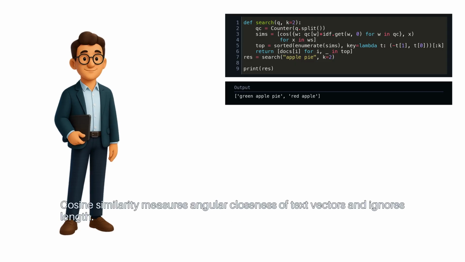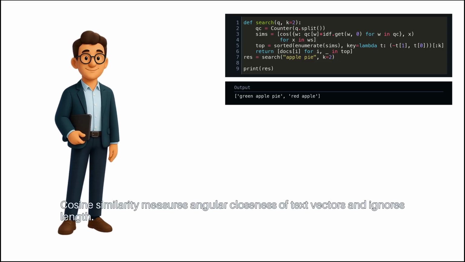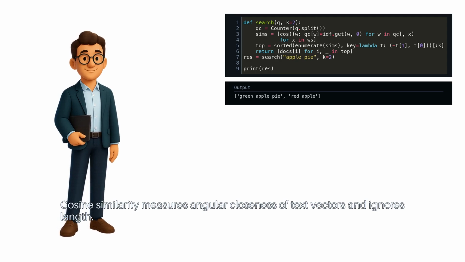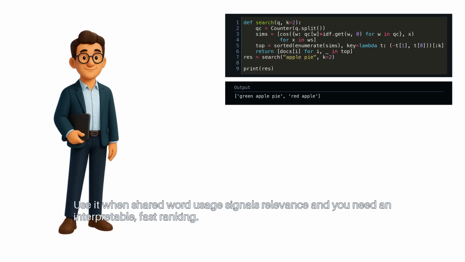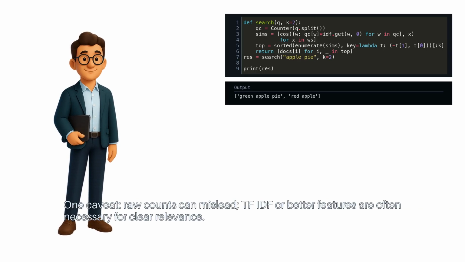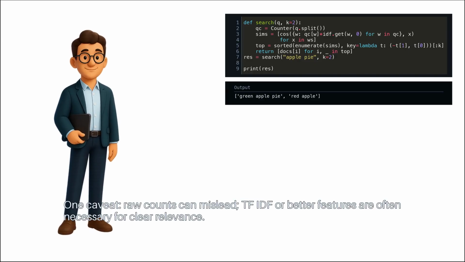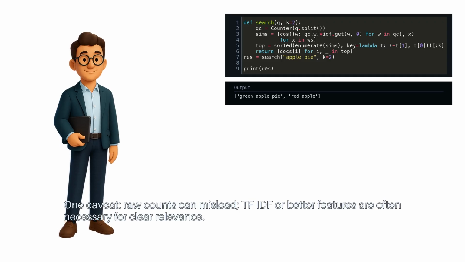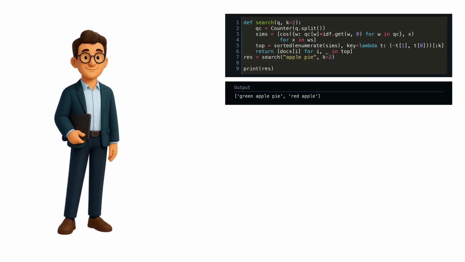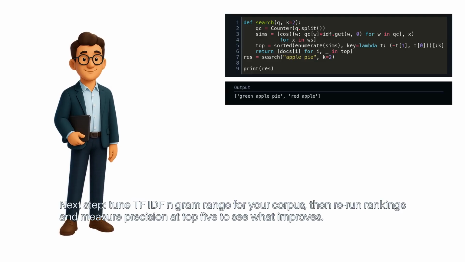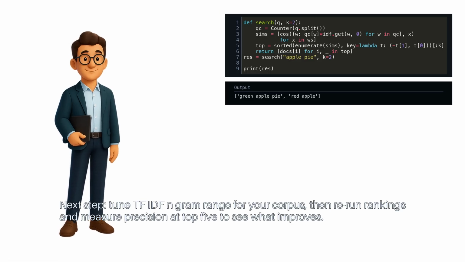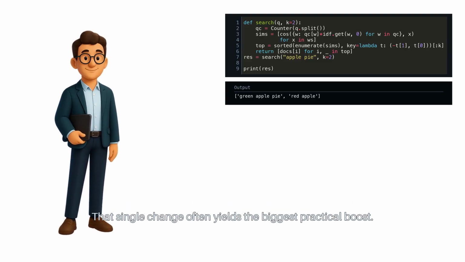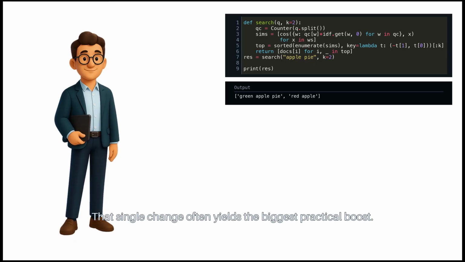Recap: Cosine similarity measures angular closeness of text vectors and ignores length. Use it when shared word usage signals relevance and you need an interpretable, fast ranking. One caveat: raw counts can mislead. TF-IDF or better features are often necessary for clear relevance. Next step: tune the TF-IDF n-gram range for your corpus. Then rerun rankings and measure precision at top 5 to see what improves. That single change often yields the biggest practical boost.